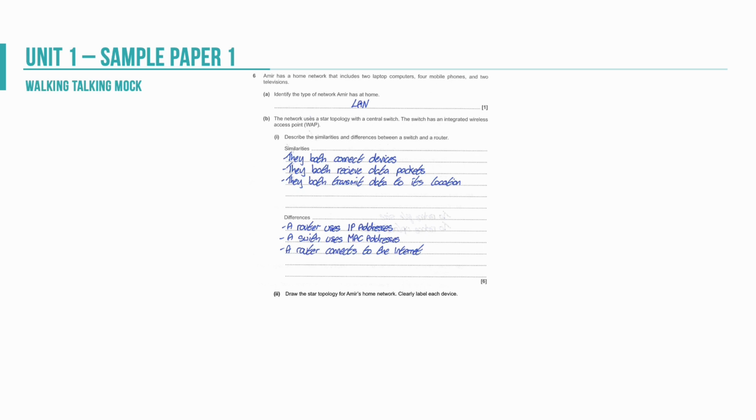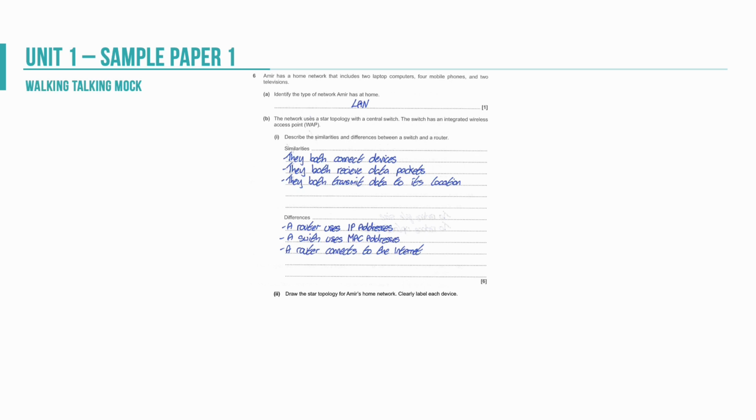The differences are then pretty tough. A router uses IP addresses, Internet Protocol addresses. A switch, though, uses MAC addresses. A router connects to the Internet, hence it uses the IP addresses. So you can't connect to the Internet with a switch, but you can connect to the Internet with a router. You could also say that a local area network would only have one router, whereas it might have multiple switches.